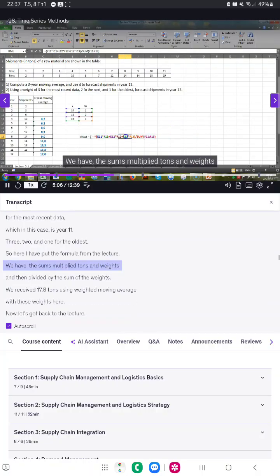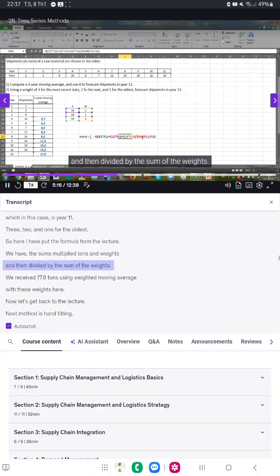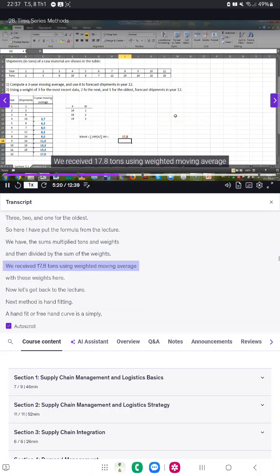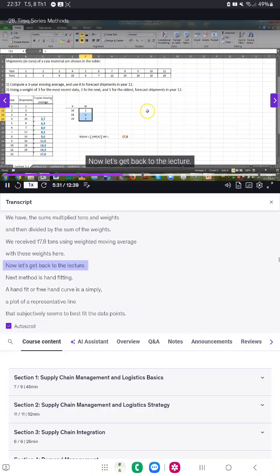We have the sums multiplied tons and weights, and then divided by the sum of the weights. We receive 17.8 tons using weighted moving average with these weights here. Now let's get back to the lecture.